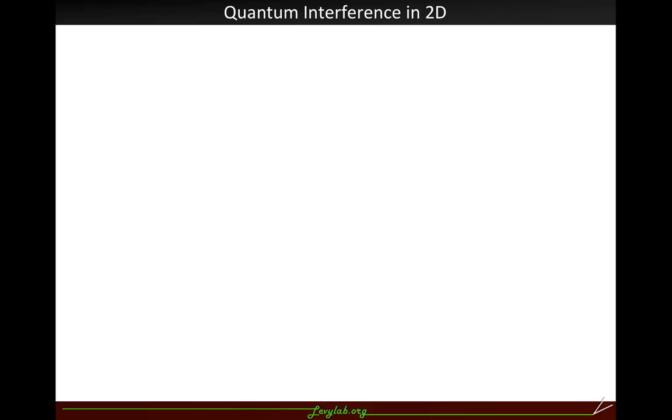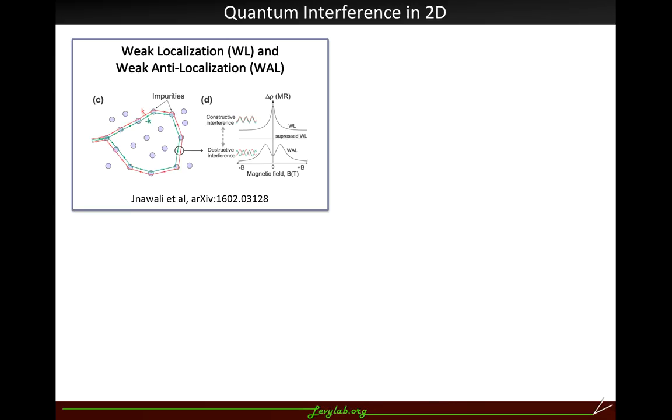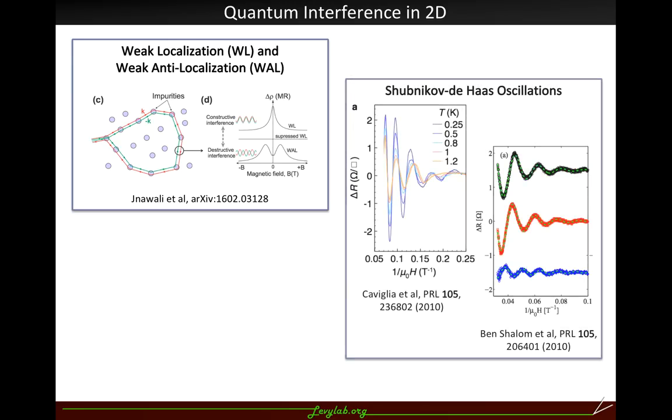Quantum interference can manifest itself in several ways in two dimensions. We can have localization effects, in which scattered current paths will either constructively interfere in the case of weak localization or destructively interfere in the case of weak anti-localization. As we move away from the diffusive regime, we can have Shubnikov-de Haas oscillations at high magnetic fields. This is when resistance oscillates with a period that's periodic in 1 over the magnetic field.